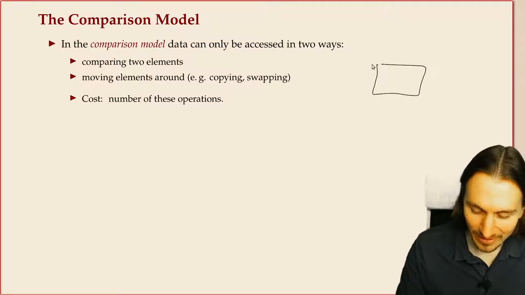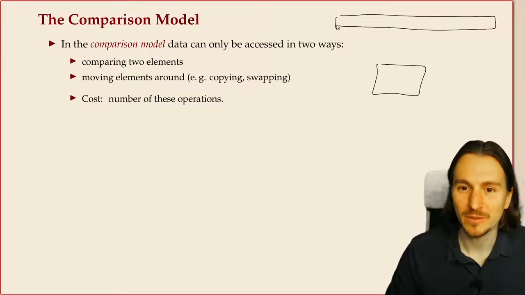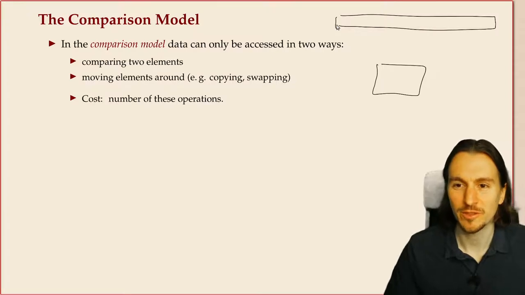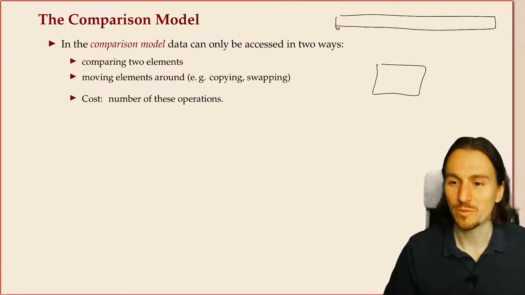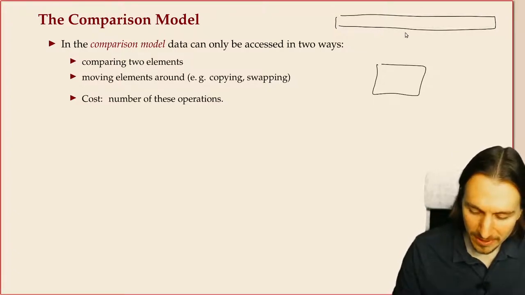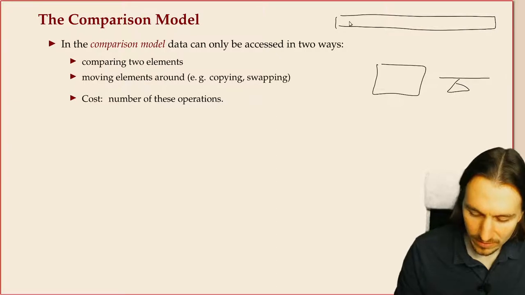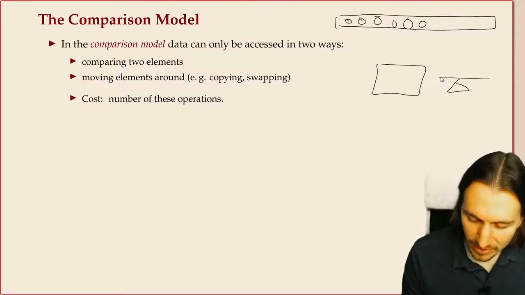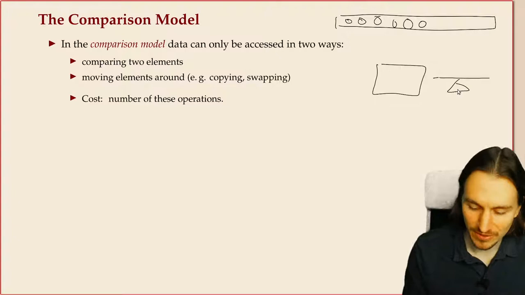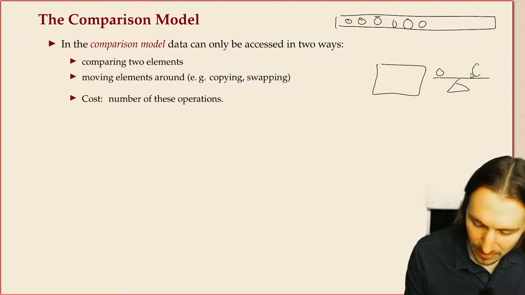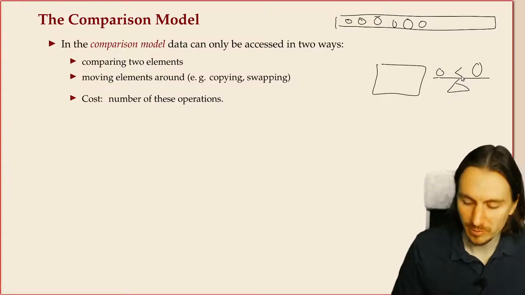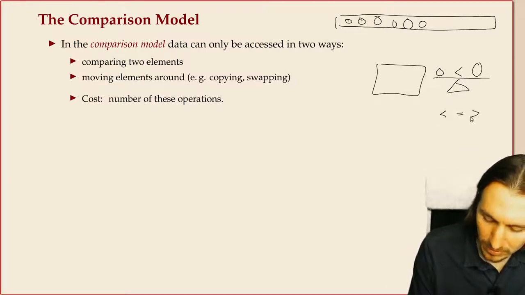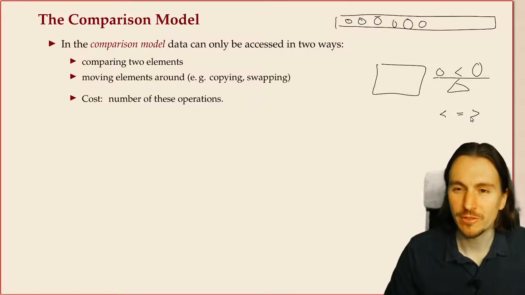So our machine is a box, and we have a large array of elements that we try to sort in our case, but the comparison model doesn't care much. You can work with these elements in any way you like. Essentially, this array is filled with objects of different sizes. And the machine has a balance where you can put two elements and you can compare them. And the outcome is either less, equal, or greater. And that's all you can really know about the elements that you're working with.